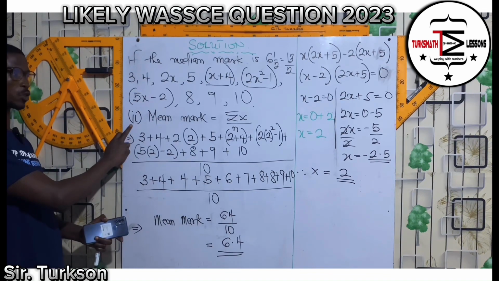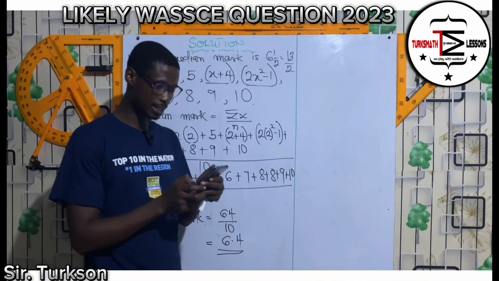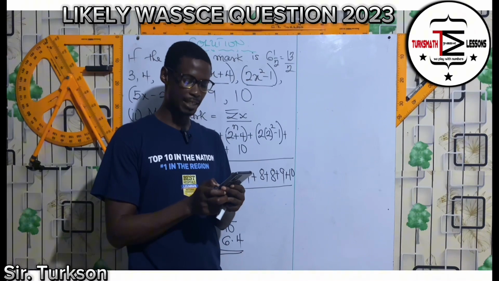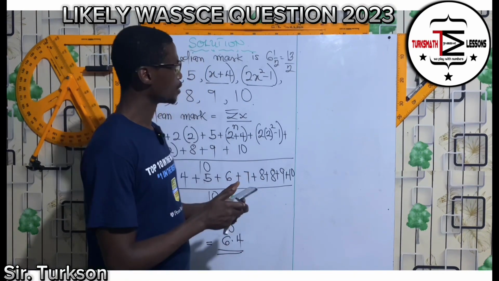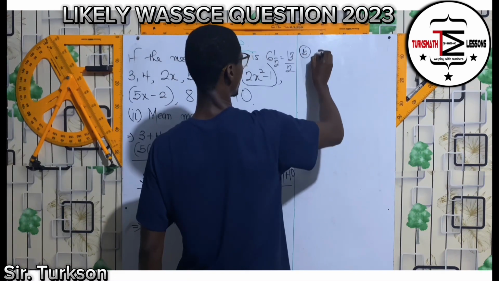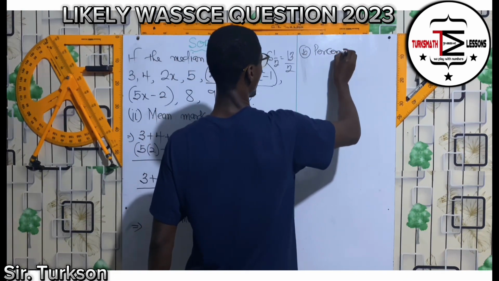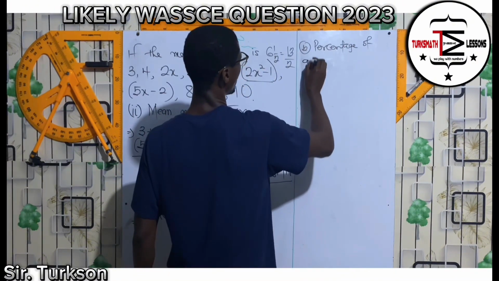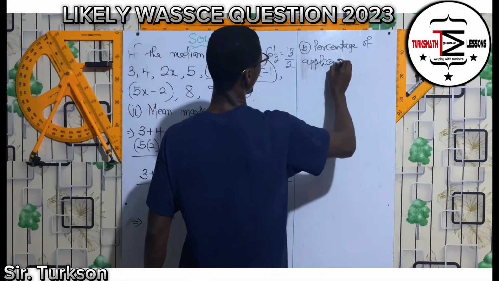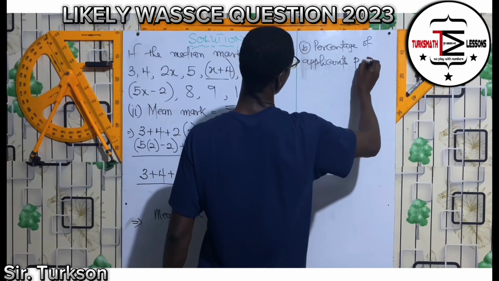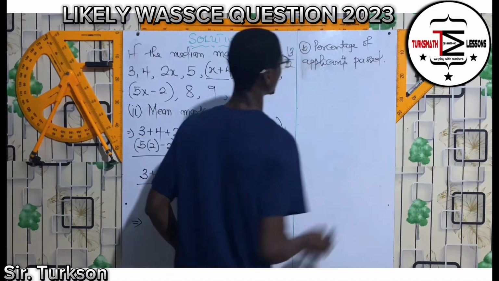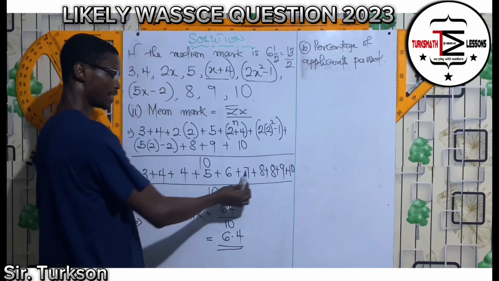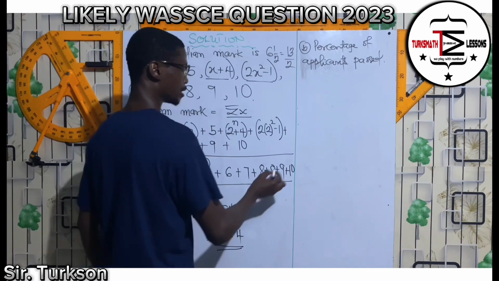Now, we have found the mean mark. That is for Roman number 2. Now the next question under it says what? They said, if the pass mark for the interview is 8, what percentage of the applicants pass? B. Percentage of pass. So the percentage of applicants who pass here is, when they say the pass mark is 8, we have from this side, okay, pass mark is 8.